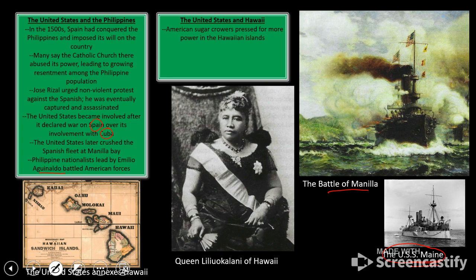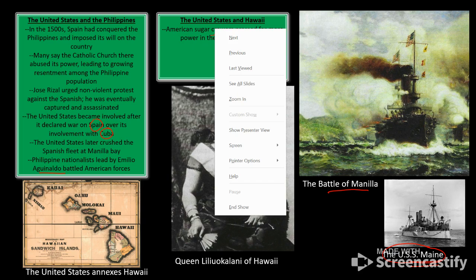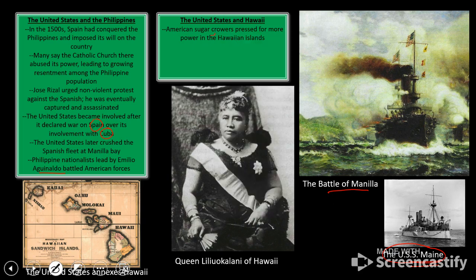American sugar growers would at this time also press for more power in the Hawaiian Islands. The Hawaiian Islands sit kind of in the middle of the Pacific, and we see that the British are expanding their reach in the Pacific. We see the Japanese are doing it. So American sugar growers pressed for more power in the Hawaiian Islands and urged to annex those islands.